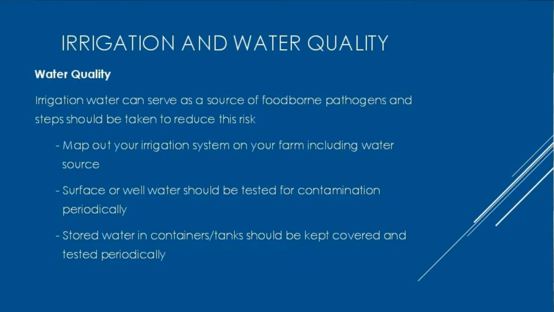Good quality water is very important in agricultural practices. We try to reduce the risk of any microbial contamination of produce. So irrigation water can be a source of pathogens, and steps should be taken to reduce this risk. A good process would be to map out your irrigation system, including your source of water. If you're using a catchment pond, map that out so you can actually see on your map where your source of water is coming from and how your system is set up.